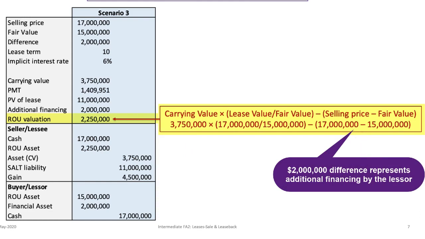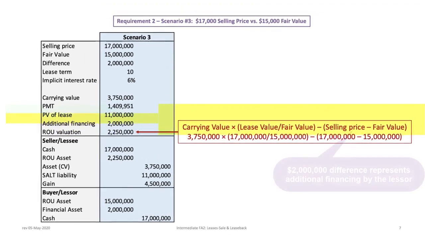The result is an ROU valuation of $2,250,000. Notice this time the ROU asset does not include the $2 million difference between the selling price and the fair value, and is considered to be additional financing.